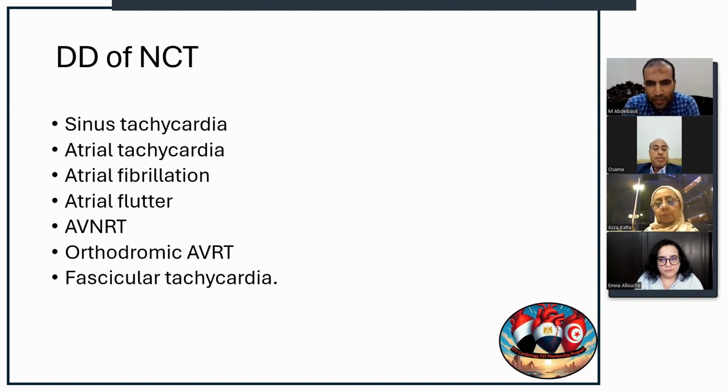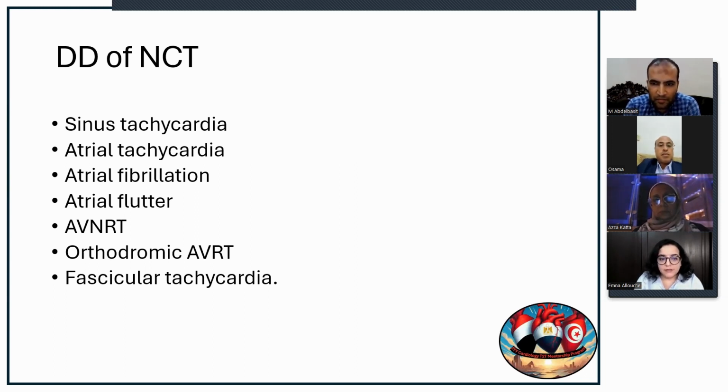Dr. Amna, could you simplify the AVNRT? What is AVNRT and AVRT, especially for our trainees, maybe juniors in cardiology? What is the meaning of AVNRT and AVRT? AVNRT is when the atrioventricular node is a part of the tachycardia circuit.